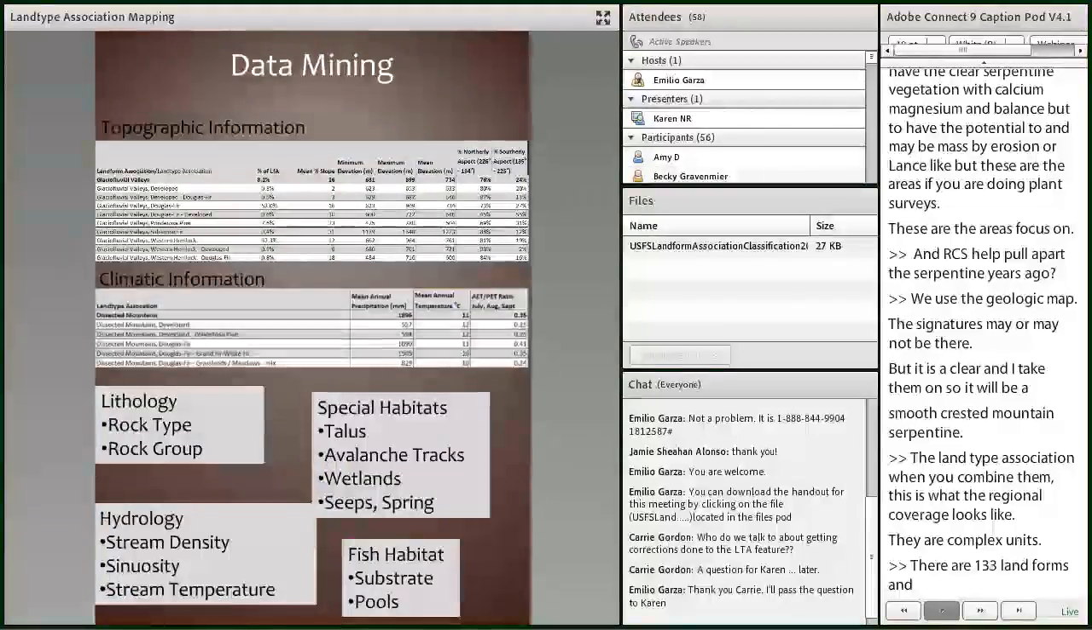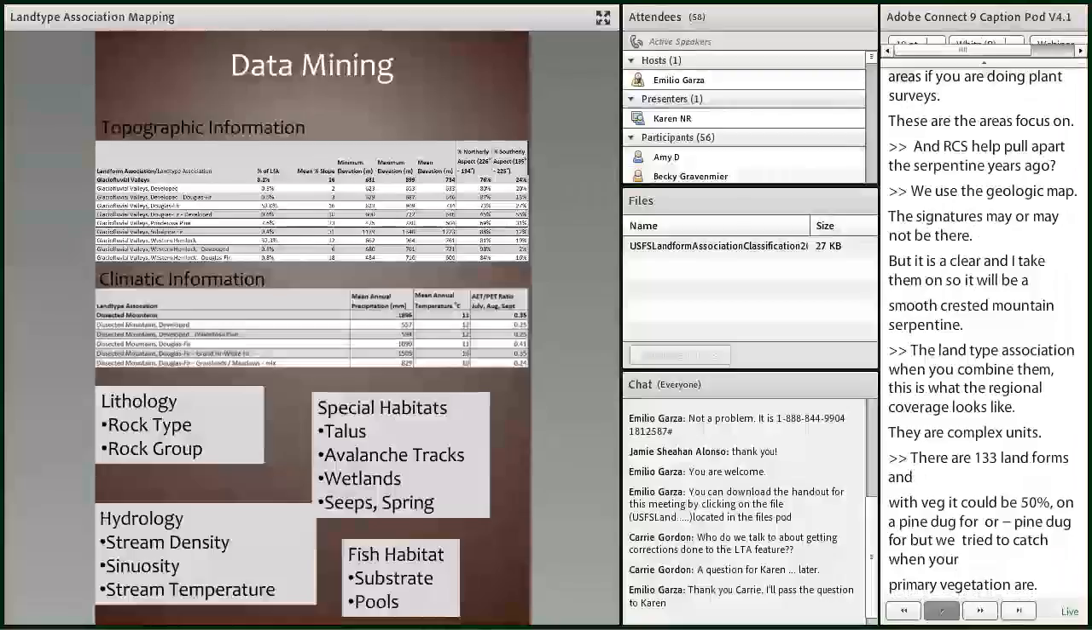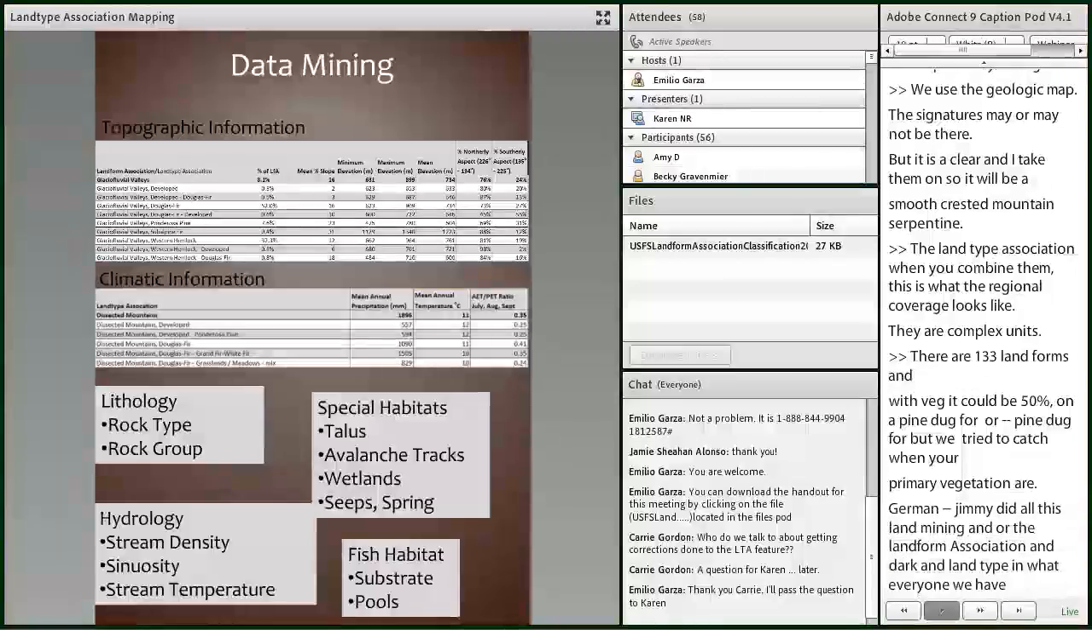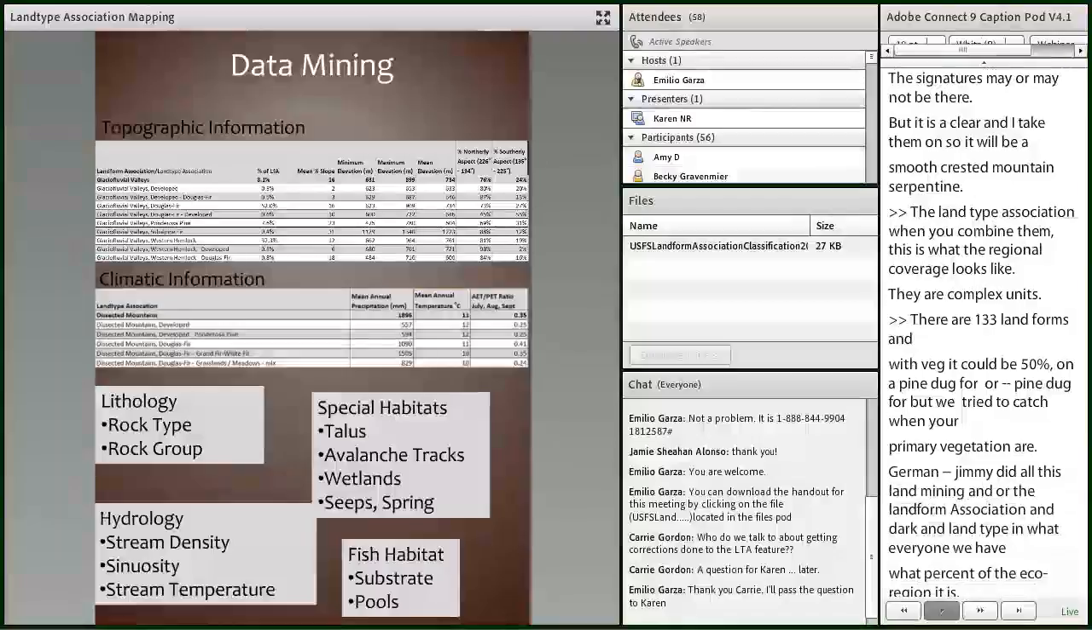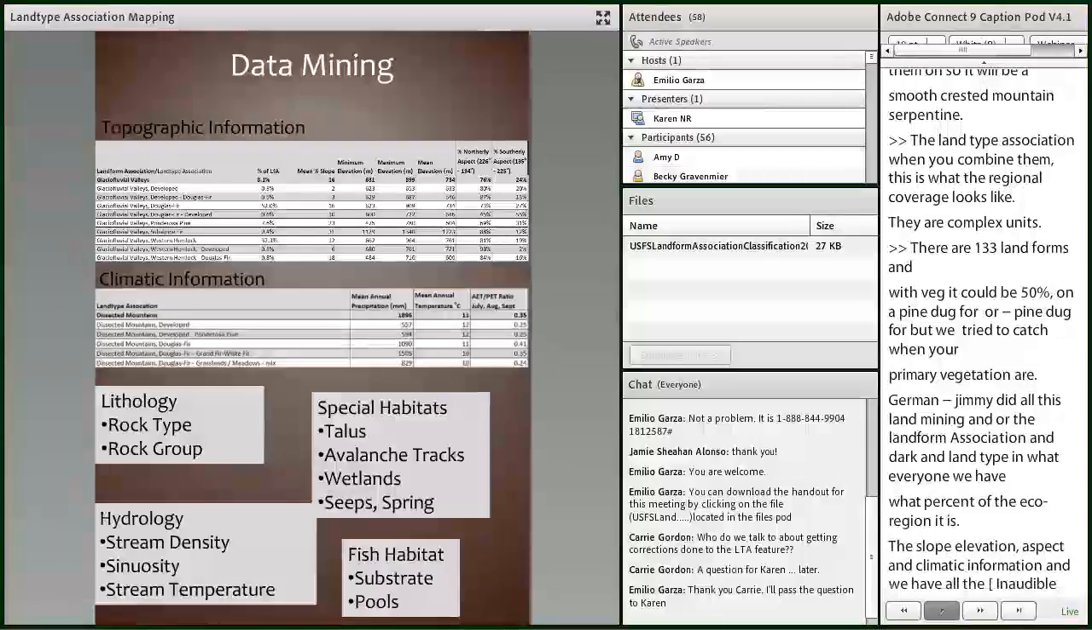And then Jeremy did all this data mining. So for every landform, every landform association, and then every land type association, we have what percent of the ecoregion it is, the slope, elevation, aspect, and then climatic information. We have all the lithology information, hydrology, stream density, sinuosity, stream temperature, slope gradient, stream gradient, and then special habitats, talus, avalanche tracts, wetland steeps.